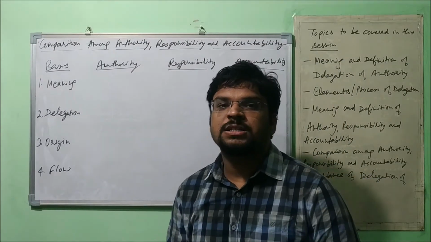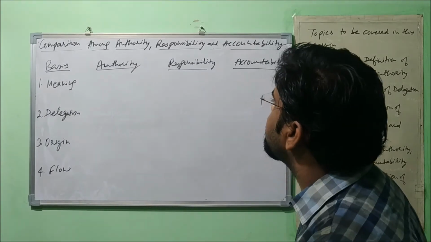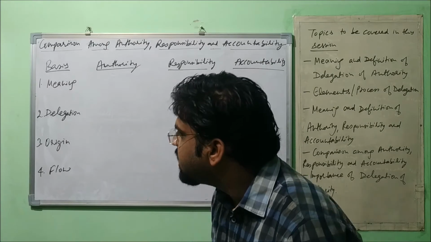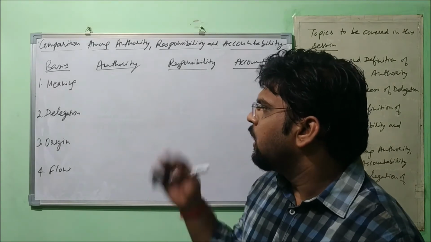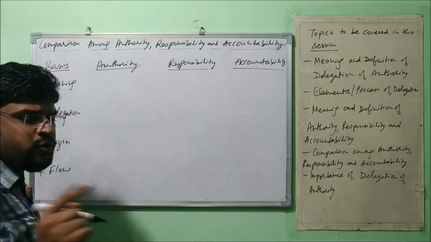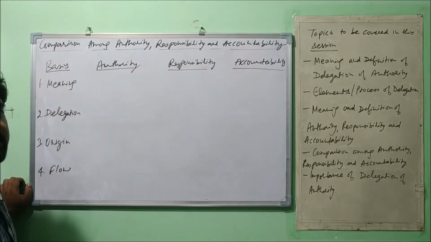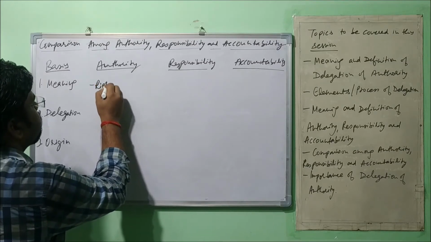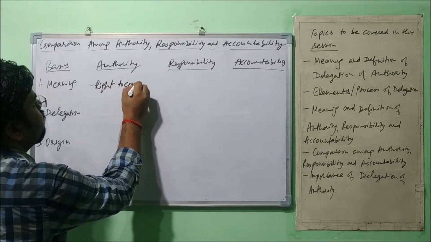Let's have a comparison among these three: authority, responsibility and accountability, on these four bases: meaning, delegation, origin and flow. Meaning first. What is the meaning of authority? I have already explained, authority is the right to command. So I just write down here, in short, right to command.